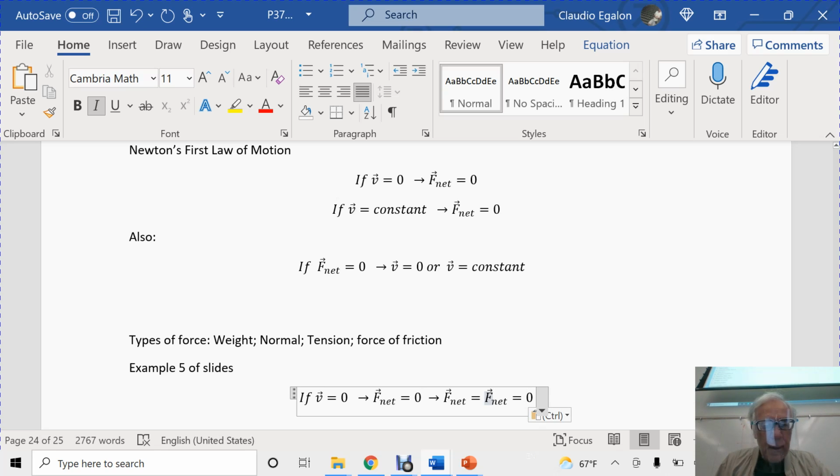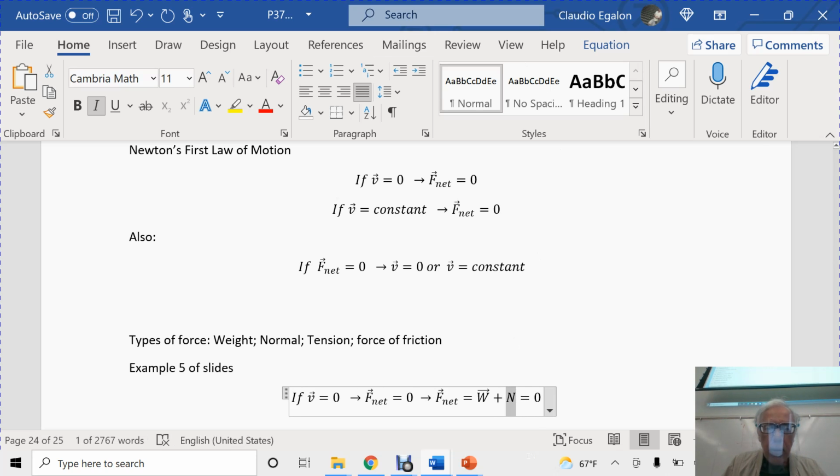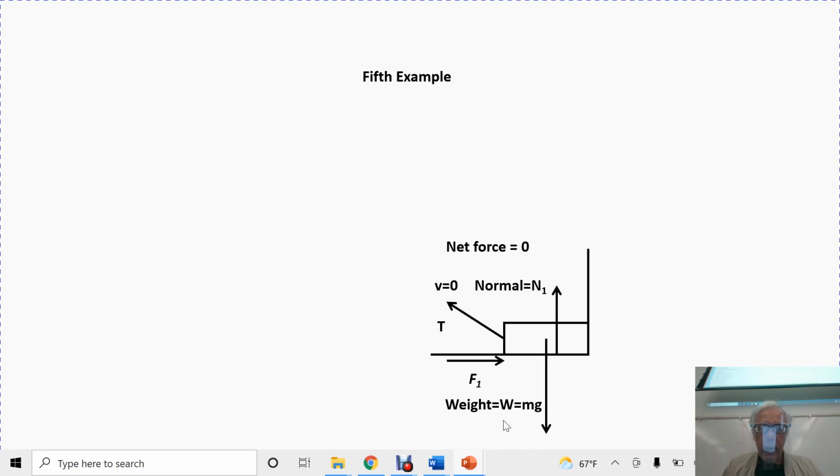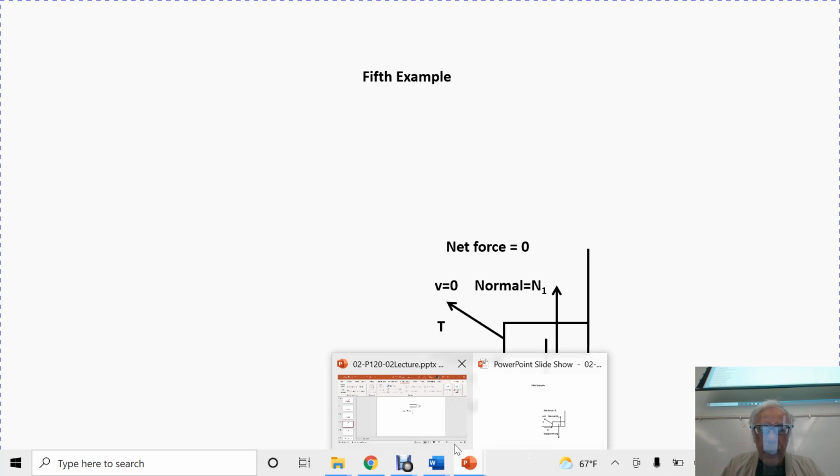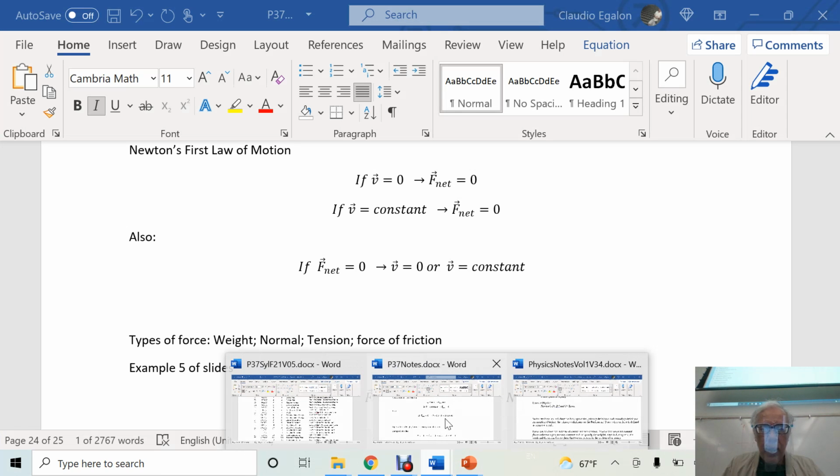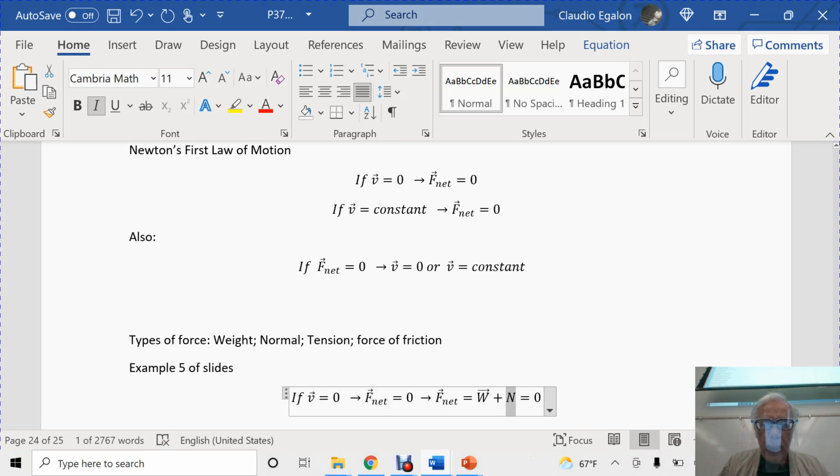I'm going to abbreviate by the letter W. What else? Should be the normal. Should be like a normal 1, I'll call it. That's how I call it. I didn't have to call it normal 1, but that's okay. Normal 1. I'll use this one right in here. This is a vectorial equation, folks. Normal 1.